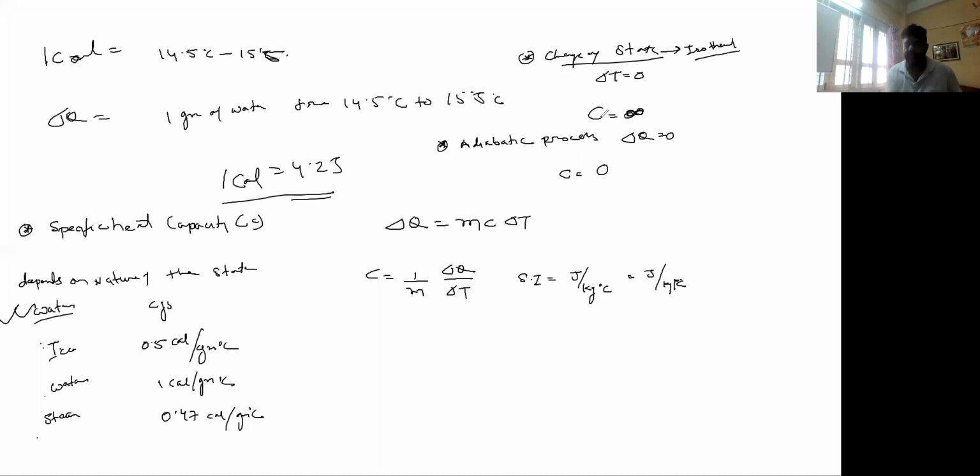After that, next is molar specific heat capacity, which is represented by capital C. So how do you define molar specific heat capacity? del Q is equal to n, number of moles, times molar specific heat capacity, times del T.